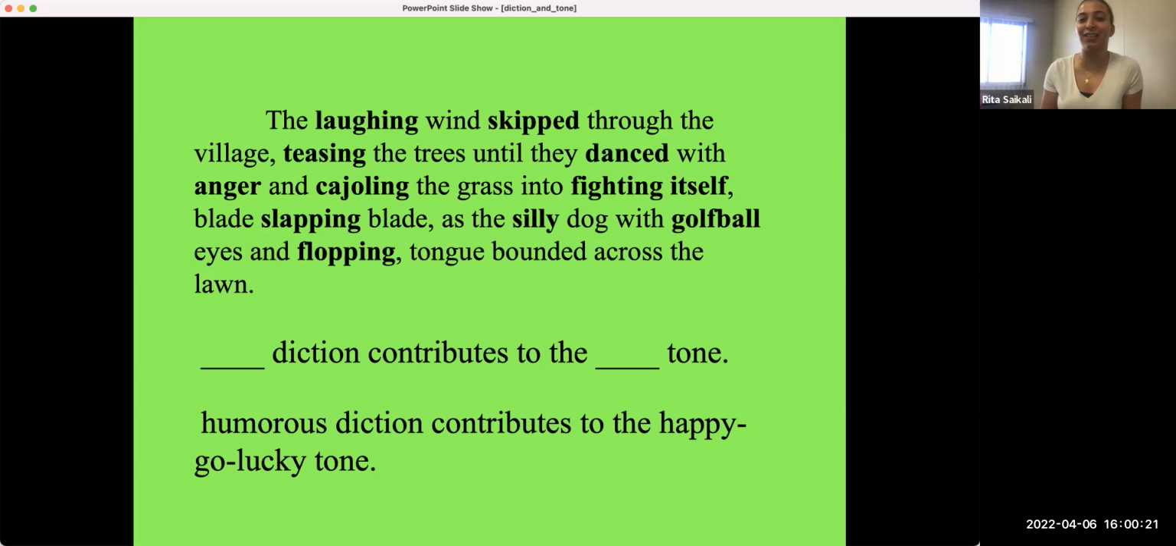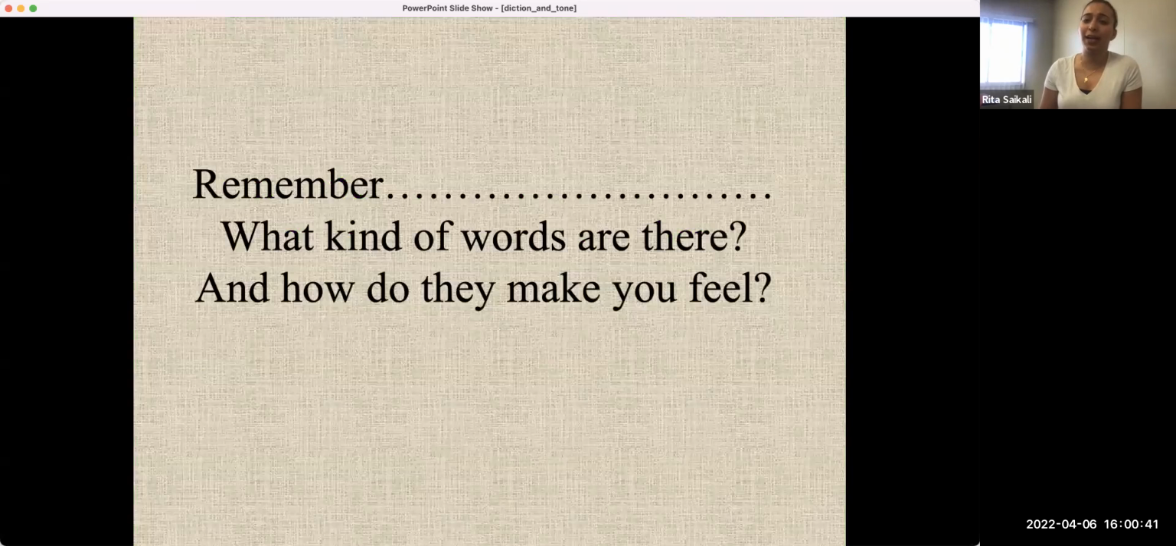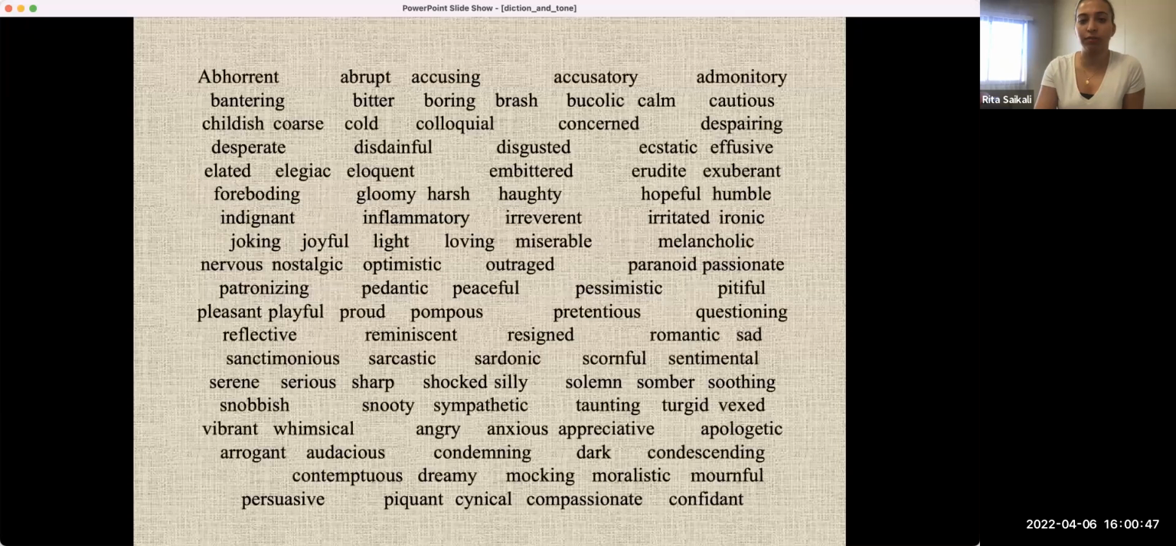Yeah. It's like a silly dog with golf ball eyes flopping, right? All these things, it's funny, right? You imagine the trees dancing or skipping or a silly dog. These are all humorous and they're happy-go-lucky things. All right, remember what kind of words are there and how do they make you feel? And that, my friends, is basically diction. These are all fun words that make our life so much better.